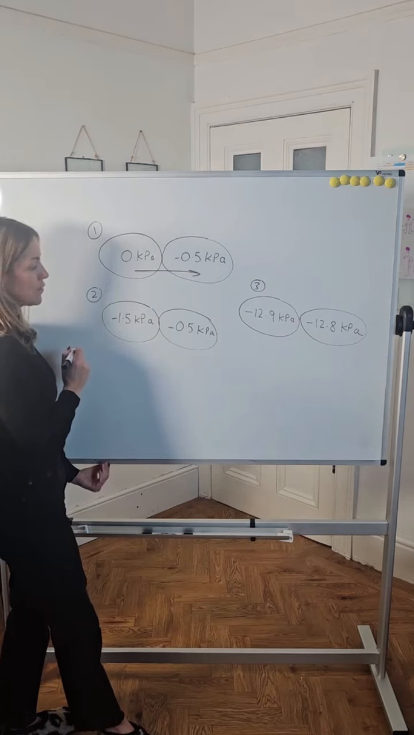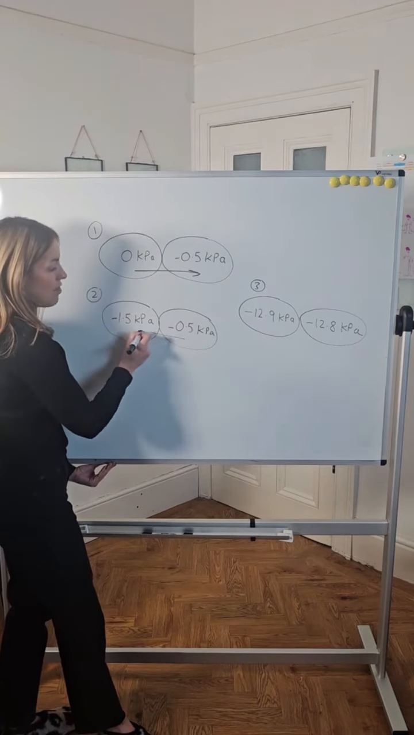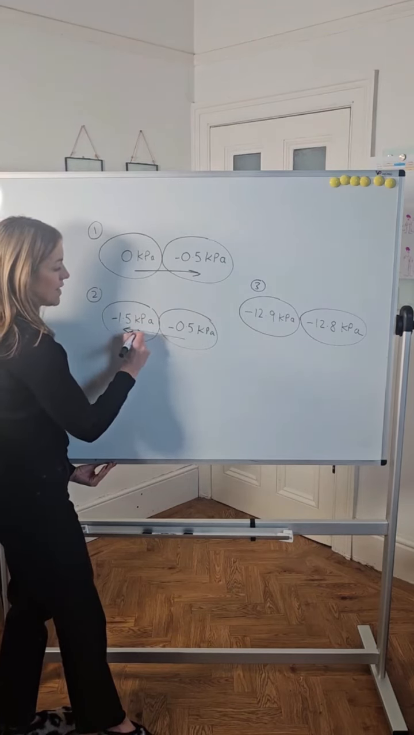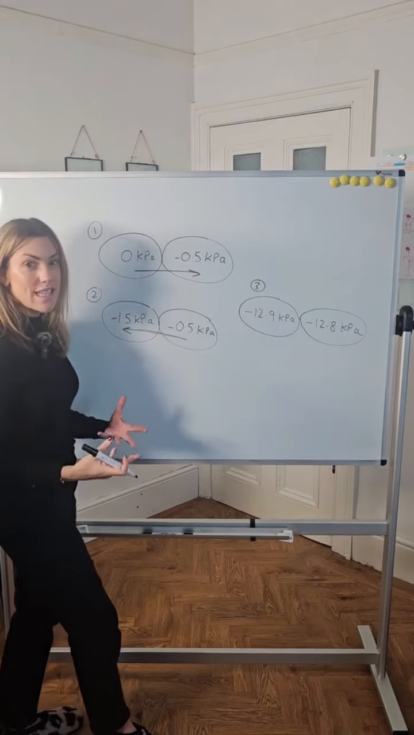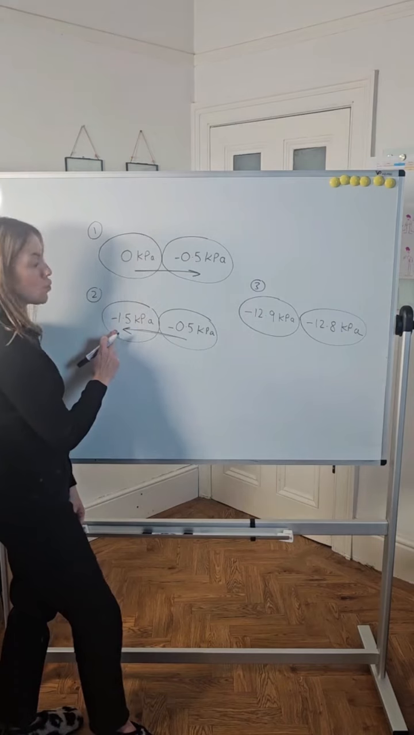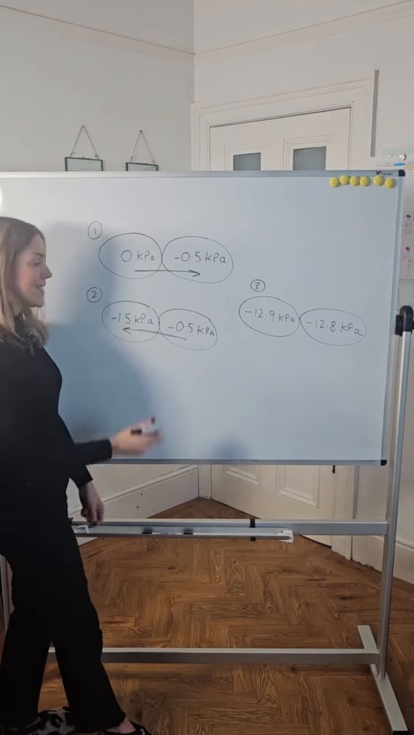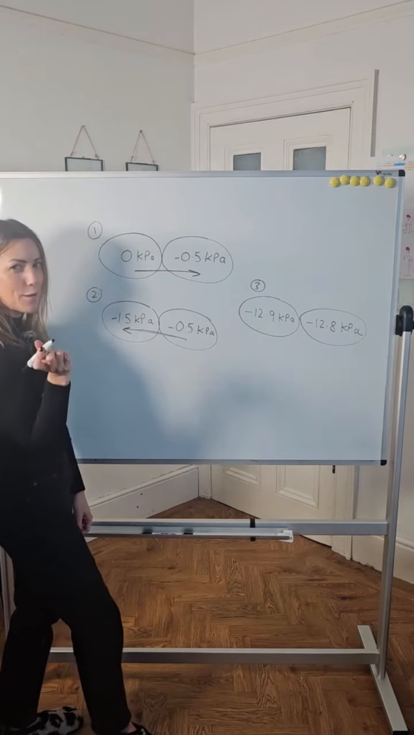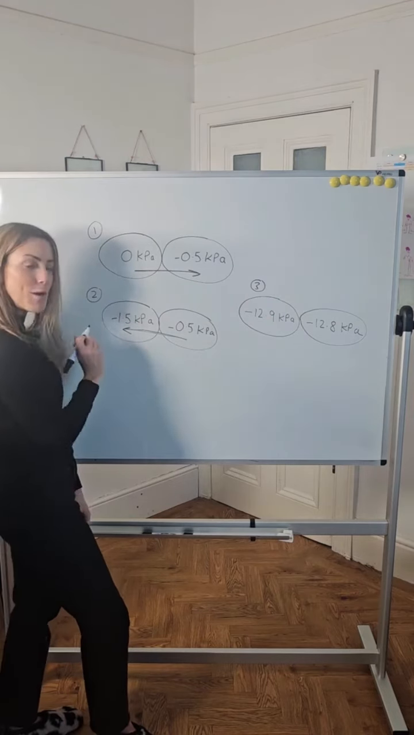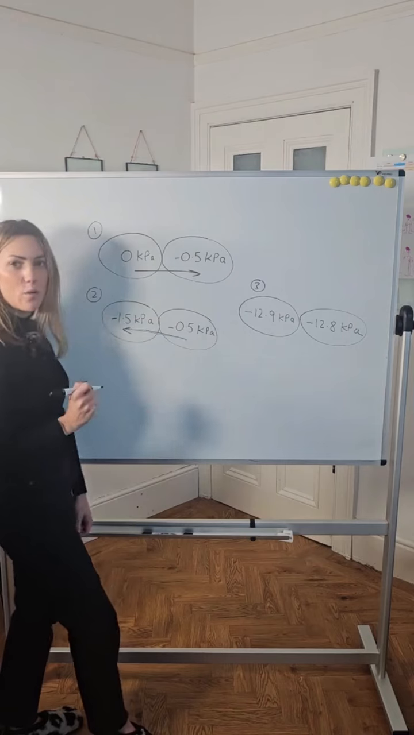What do you think for this one? The water's going to go this way, okay? Because minus 0.5 is closer to 0 or higher. Minus 1.5 is lower. It's a more negative water potential. And remember, I'm going to repeat it loads during this video, but water always moves from a higher water potential to a lower water potential.